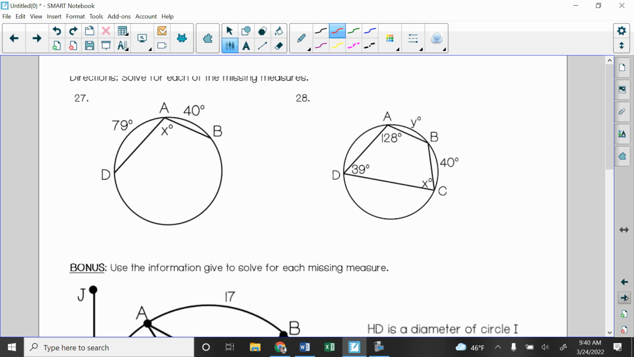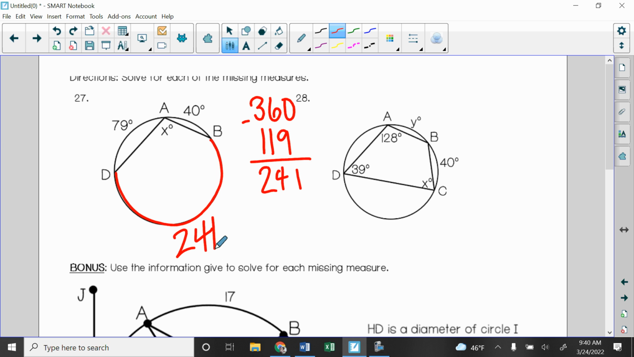Okay, last page. These are about inscribed angles. For the first one, the first thing you need is this arc DB. How could you find that? Yeah, so 79 and 40 added together is 119. Sorry, my math is not. Yes. Okay, and then the whole circle should be 360. So when we subtract, we get 241. So that's this arc.